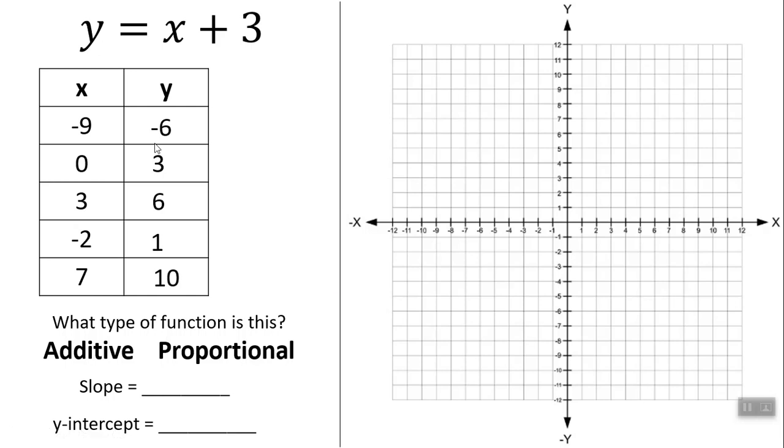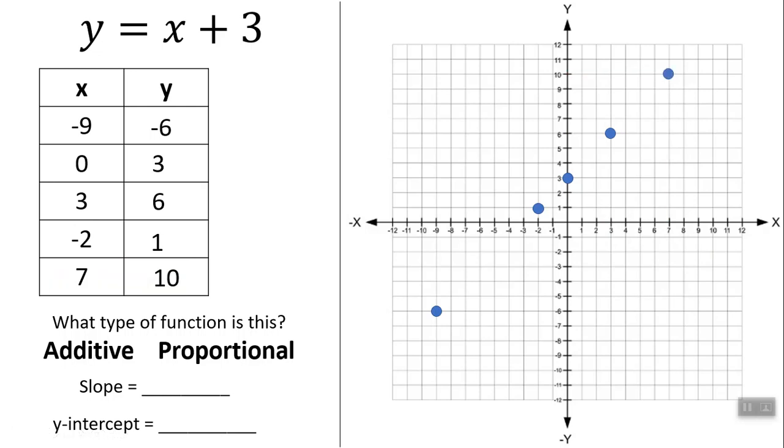Now these are ordered pairs, x, y: negative 9, negative 6. If you graph that ordered pair on a coordinate plane, it's going to be right here. 0, 3 is going to be right there. 3, 6 would be x value of 3, y value of 6. There it is. Negative 2, 1 is going to be right there. 7, 10 is going to be right there on the graph.